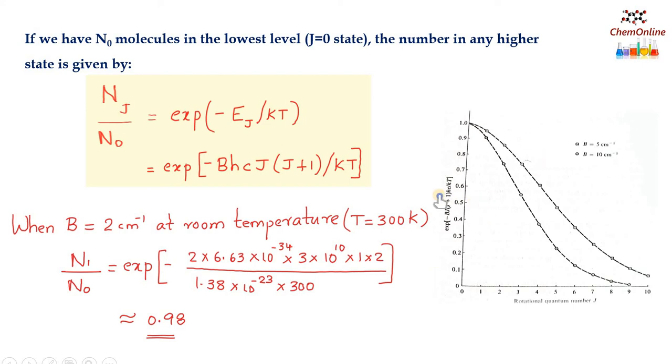In this graph, Nj by N0 is plotted against the rotational quantum number. This shows a more rapid decrease of Nj by N0 with increasing J, that is with increasing rotational quantum number, and with larger B. This line shows the decrease of Nj by N0 with increasing J at a B value of 5 cm inverse. The second line shows the decrease of Nj by N0 at a B value of 10 cm inverse. So with an increase in B and an increase in J, the Nj by N0 ratio decreases rapidly.